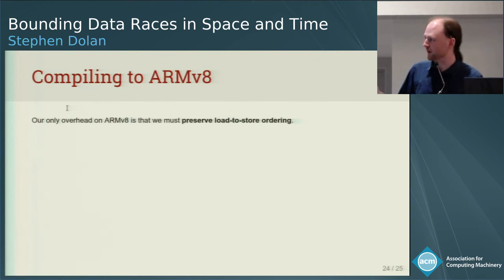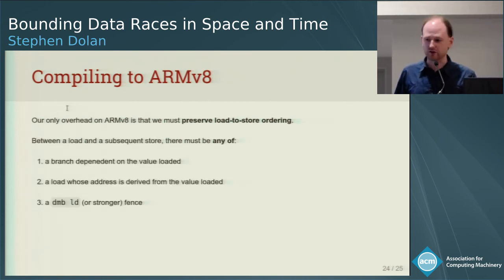The main constraint that we have when compiling is that we have to preserve the ordering from loads to stores in order to prevent data races in the future affecting current results. So on ARMv8, to implement this, we have to ensure that between a load and a store, there's something that ensures that order is there. And there are many things that would suffice here: a branch, or a dependent load, or the weakest form of fence. These are all reasonably cheap to insert, but they do have a measurable cost.